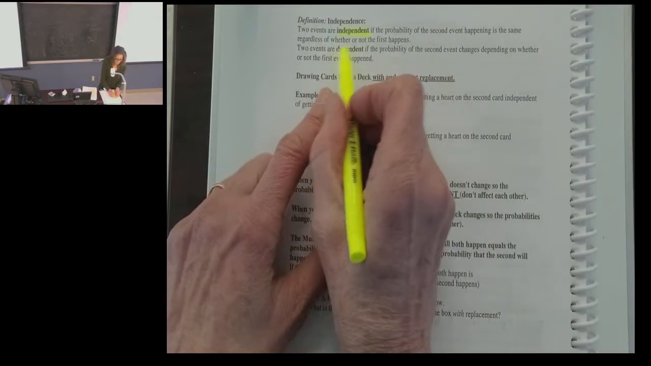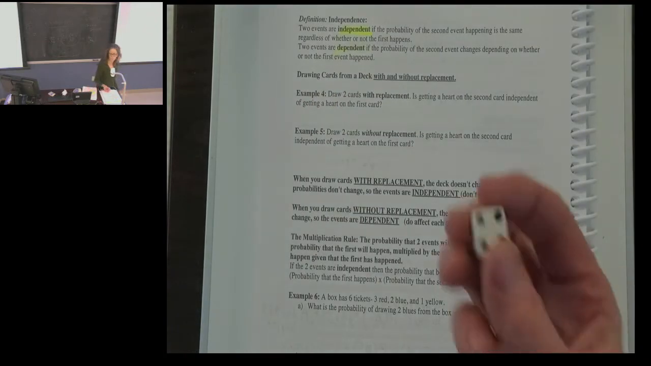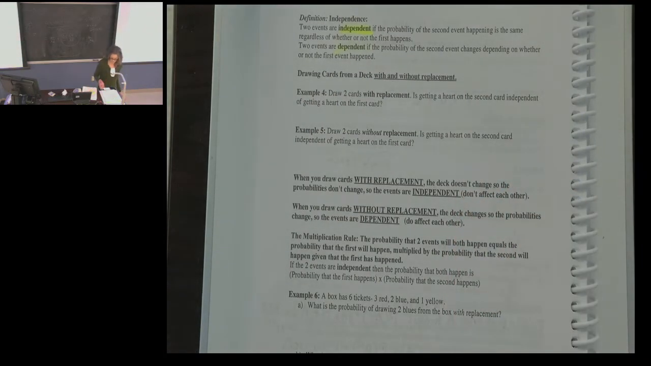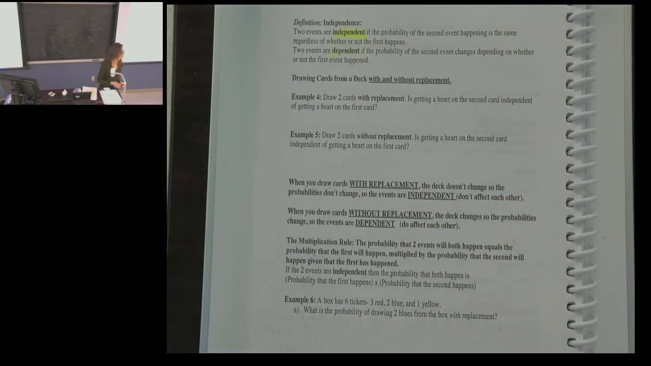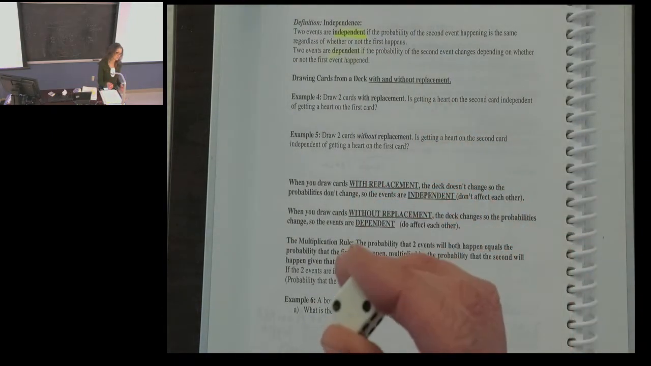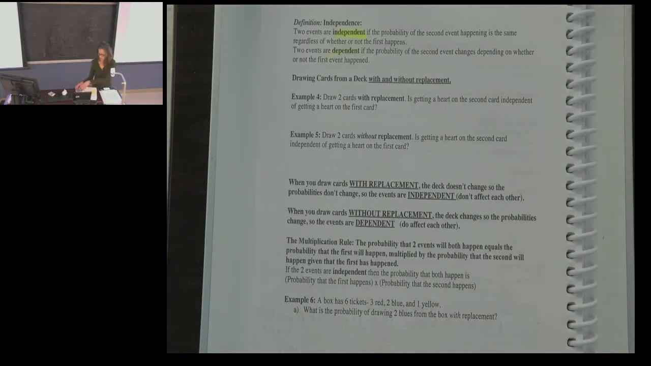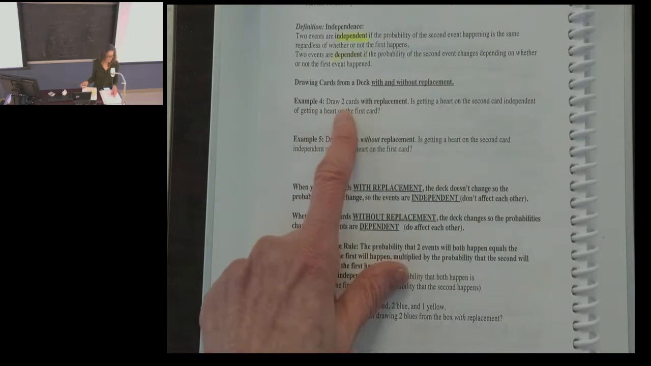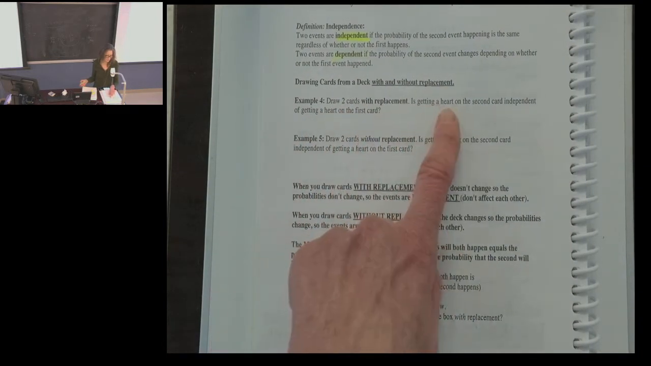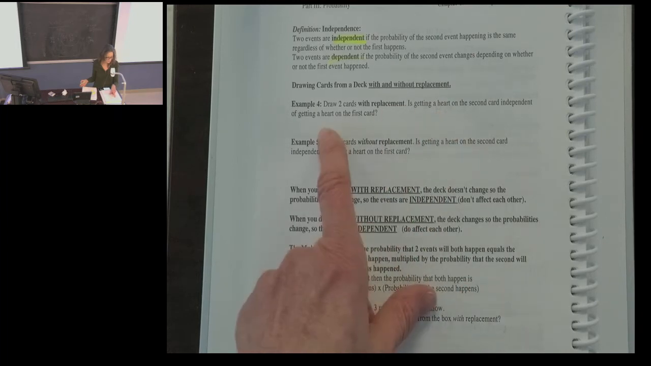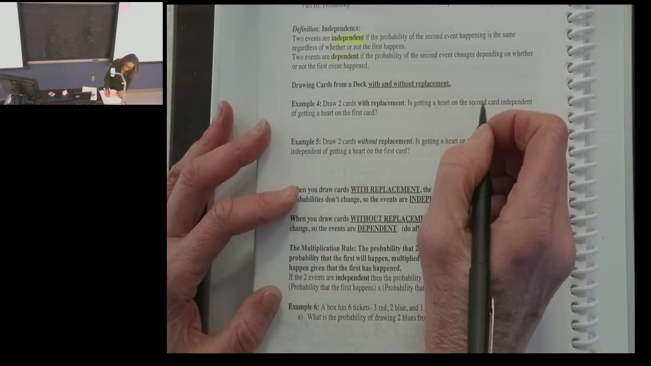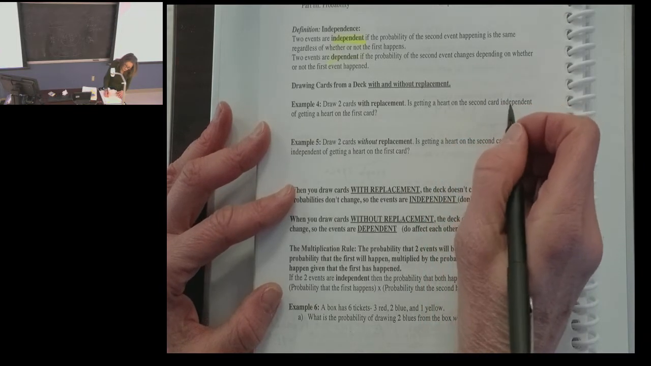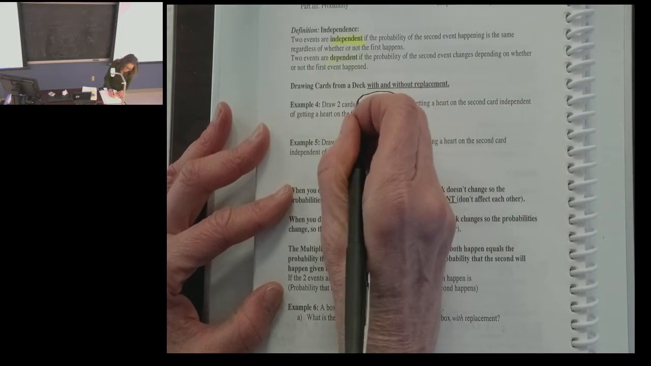Events would be dependent when the probability changed. Like if you had a die that had a memory and said, oh, I gave you a 3, maybe I won't give you a 3 the next time, just to change things up. Or like cards. So let's think about cards. Let's look at these examples. Draw 2 cards with replacement. Is getting a heart on the second card independent of getting a heart on the first?